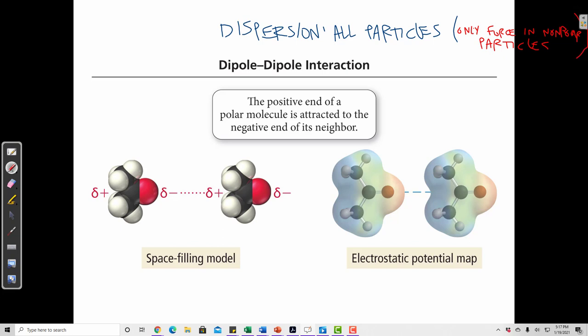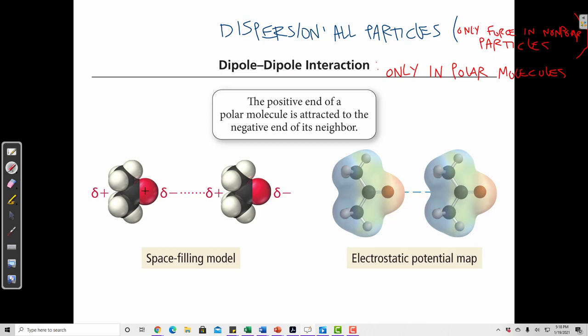The dipole-dipole interaction is only in polar molecules. So nonpolar molecules do not have a dipole-dipole interaction, but polar molecules have a dipole-dipole interaction and they have dispersion. Every particle has dispersion. Only polar particles have dipole-dipole. So here's how dipole-dipole works. It's the same idea. Plus is attracted to minus. The positive end of one particle is attracted to the negative end of another particle.